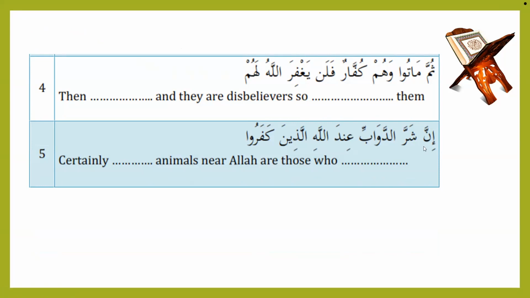ثم ماتوا وهم كفار فلن يغفر الله لهم. When they died, they are disbelievers, so Allah will never forgive them. There's a mistake in the book. It should not be and, it should be while. Then they died while they were disbelievers. Okay, so Allah will never forgive them.